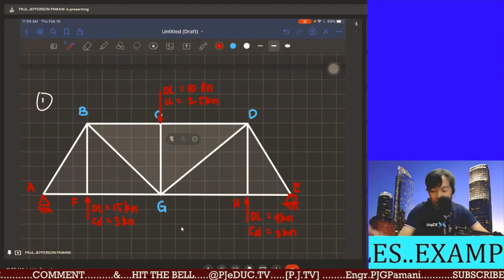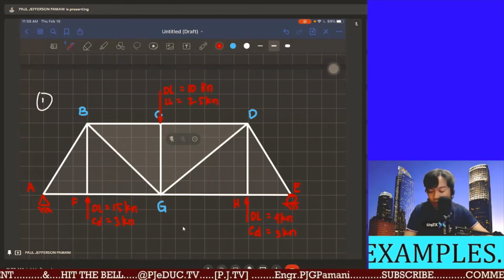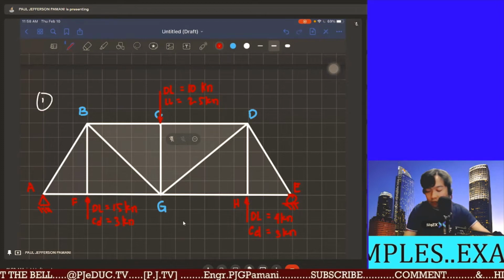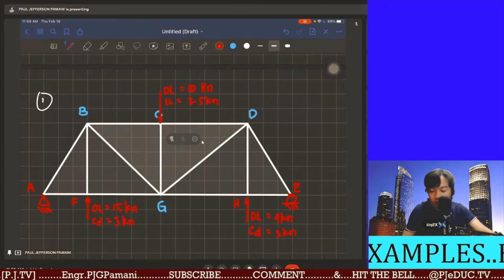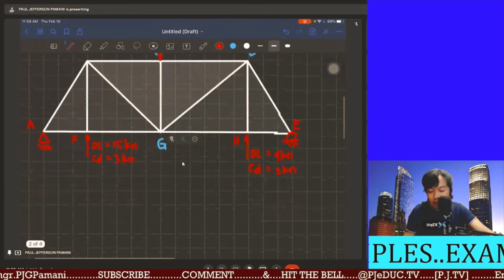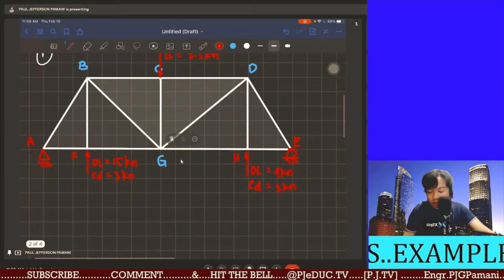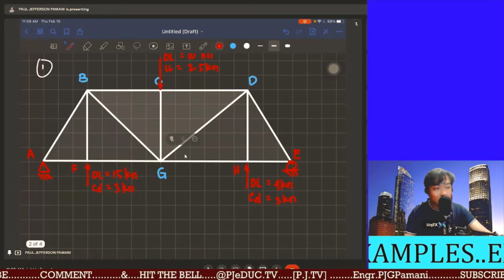In some examples, you can also determine that there will be a dead load and live load both at point B and point D. Pero gusto ninyo na dyan yung ating load, so dyan lang natin ilalagay. Okay? May gusto pa kayong idagdag? Live load.